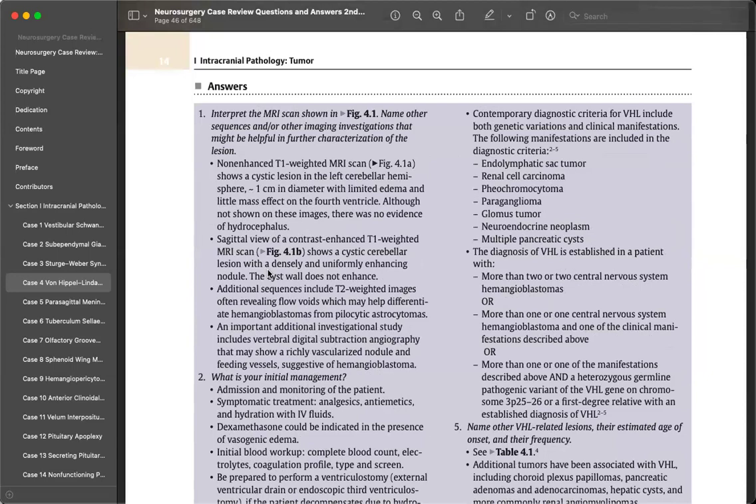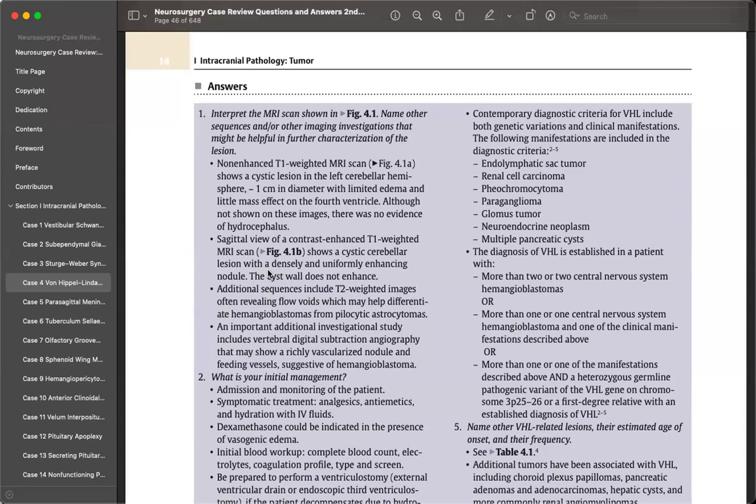VHL is established in a patient with two or more CNS hemangioblastomas, or more than one CNS hemangioblastoma and one of the clinical manifestations described above, or more than one of the manifestations described above and a heterozygous germline pathogenic variant of VHL gene on chromosome 3p25-26, or a first-degree relative with an established diagnosis of VHL.